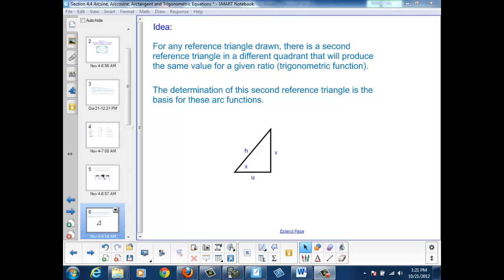The main idea of this section is that for any reference triangle drawn, there is a second reference triangle in a different quadrant that will produce the same value for a given ratio, or trigonometric function. And the determination of this second reference triangle is the basis for the arc functions. So for each arc function, we'll have an initial value from a first quadrant reference triangle, and then we'll have a second value in a different quadrant for each of the different trigonometric functions. Let's take a look at each of them.